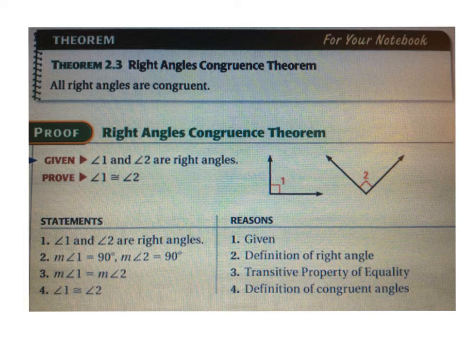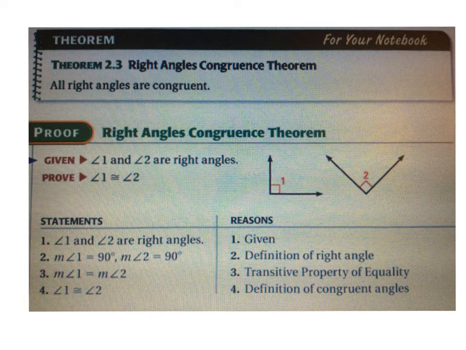Now that we have the given in there, again, we know that right angles are 90 degrees, and that's by definition, a right angle is 90 degrees. So what we can write in for the next step is measure of angle 1 equals 90 degrees and measure of angle 2 equals 90 degrees because they're both right angles. And all you have to write for that is just definition of right angle. So that's nice and straightforward.